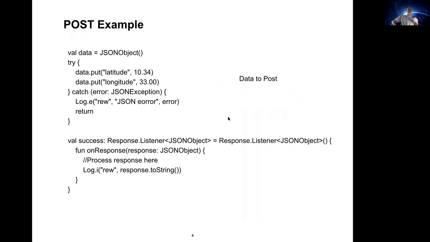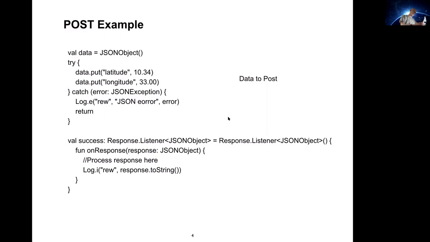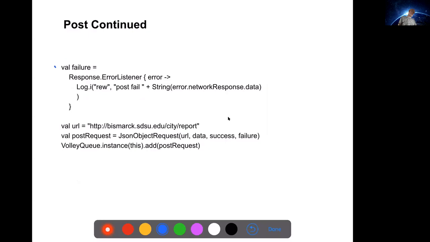So to do a post that is going to send data to the server, I create a JSON object and I put some data in it. Now I need my listener. Again, since I'm just showing you how to send it up to the server, on the response I'm just saying I got the response back. Then I need my failure listener. I'll change the slide, but I need the URL. Now I create my JSON request object and give it the URL, the data object, and the two listeners. And then I add to my Volley queue.